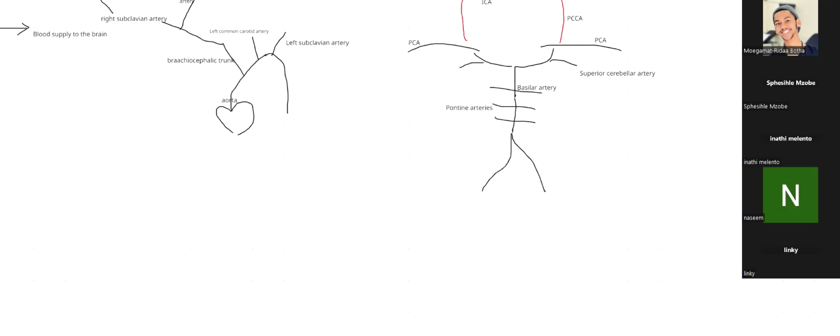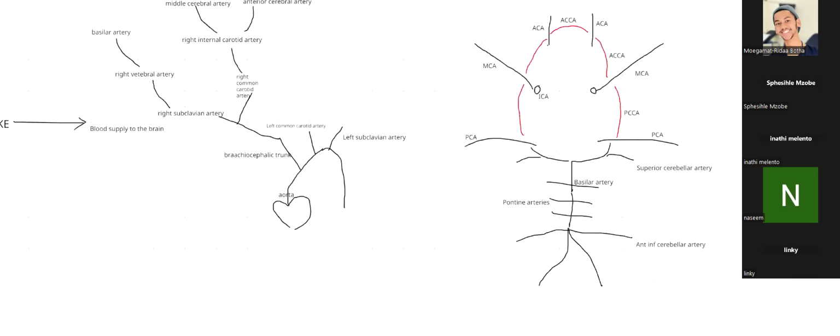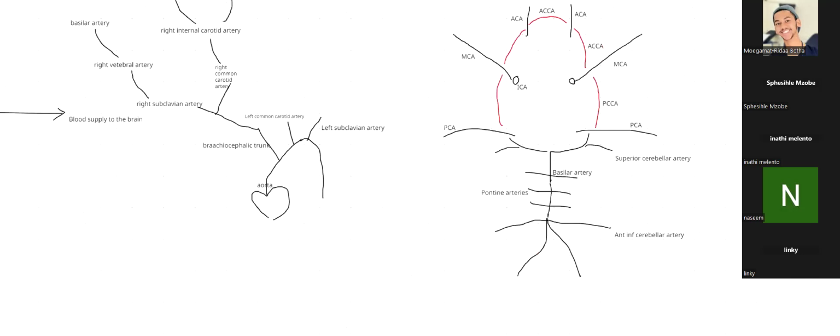So this over here, that's your superior cerebellar arteries. Now we're going to the cerebellar arteries. This one over there is your anterior inferior cerebellar artery. And then these two branches over here are the vertebral artery. Okay, so you could see there. So that branch over there is your vertebral artery.